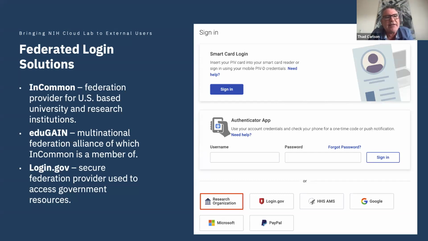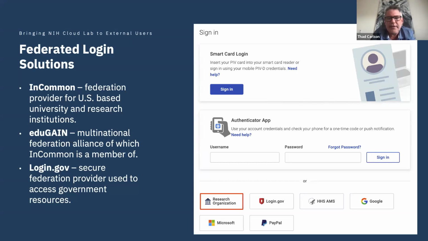And then eventually, as we wanted to expand Cloud Lab, we used EduGain. If people aren't really familiar with EduGain, InCommon is the US-based Federation Alliance, and EduGain is the multinational federation. So InCommon is a member of EduGain, but basically all the different Federation alliances come under the umbrella of EduGain, and you're able to leverage that to provide access to international users, and we do that.